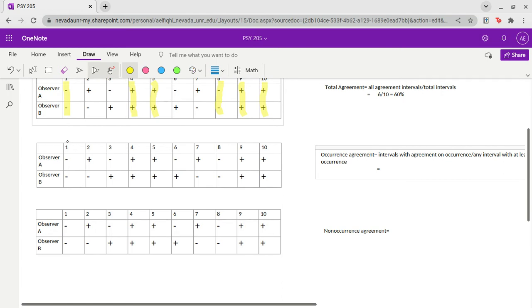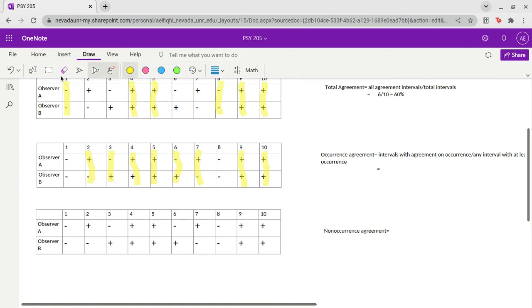So we'll go through. Interval 1, nobody had an instance of occurrence. Interval 2, observer A did. In interval 3, observer B did. Interval 4, they both did. Interval 5, they both did. Interval 6, observer B did. Interval 7, observer A did. In interval 8, neither one did, so that would not count. Interval 9, they both did, and interval 10, they both did.